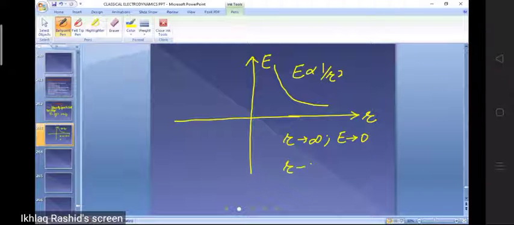And another intercept is that as r tends to 0, the electrostatic field tends to infinity. Okay, this is a Dirac delta function. Sorry, it tends to infinity. This is a Dirac delta function. We'll be discussing Dirac delta function in length and breadth. Okay, Dirac delta function and step function.